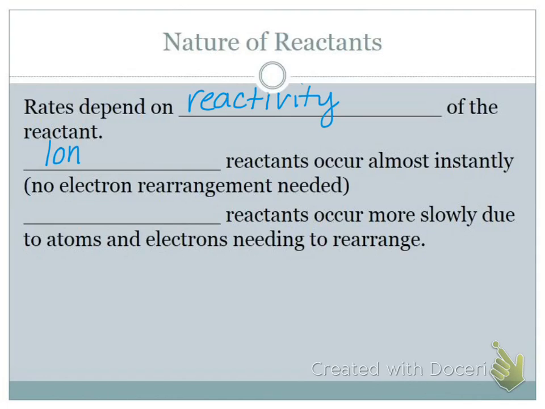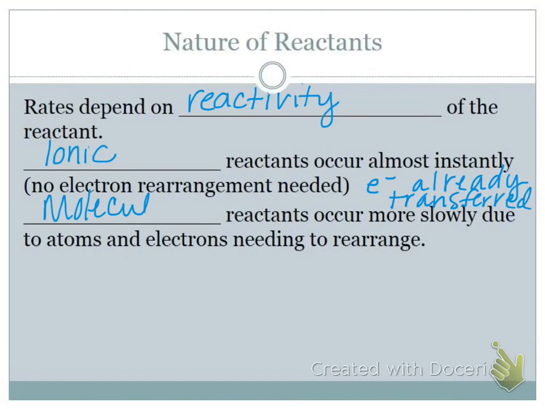Ionic reactants, things that will transfer electrons, will occur almost instantaneously, because the electrons have already been transferred. So if you're dealing with an ionic compound, it's going to be very quick. And of course, if you're dealing with molecular, it's going to be a little bit slower because then you have to rearrange all those electrons. And molecular means what kind of bond? Molecular is covalent. So if I'm dealing with something that's covalently bonded, it takes a little bit longer to react. So the nature of reactants is the first one.